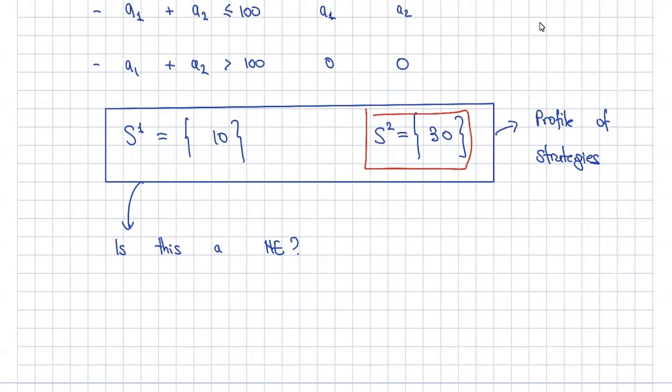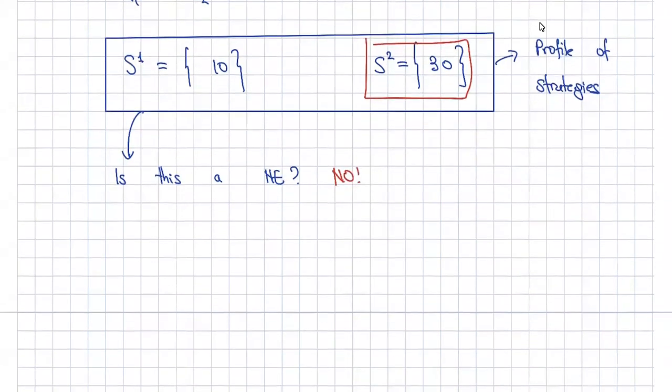So now we're going to ask player 1, do you have a strict incentive to unilaterally deviate? And player 1 says, well, at the moment, I'm getting my 10. And can I do strictly better? Of course. If I ask for 20, for example, I'm going to get better because 20 plus 30 is less than 100, right? So is this a Nash equilibrium? You'd say, no, this is not a Nash equilibrium.